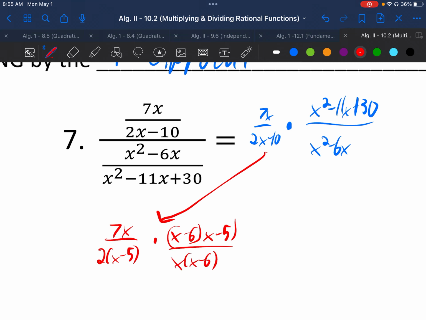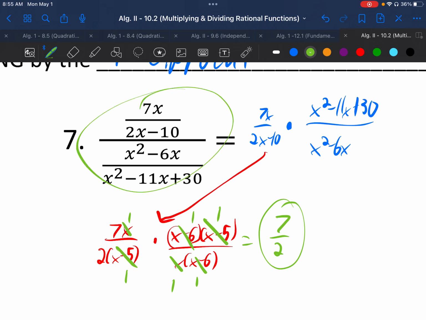So now as I look to reduce, I can reduce an x minus 5 and an x minus 5. I forgot the parenthesis there. And those both become just 1 and 1. I can reduce an x, and those become 1 and 1. And I can reduce an x minus 6 and an x minus 6. And on the top, we're left with 7. On the bottom, you're just left with 2. All of that just to get 7/2. Once again, I love that. It's very satisfying to me that all of this becomes that.